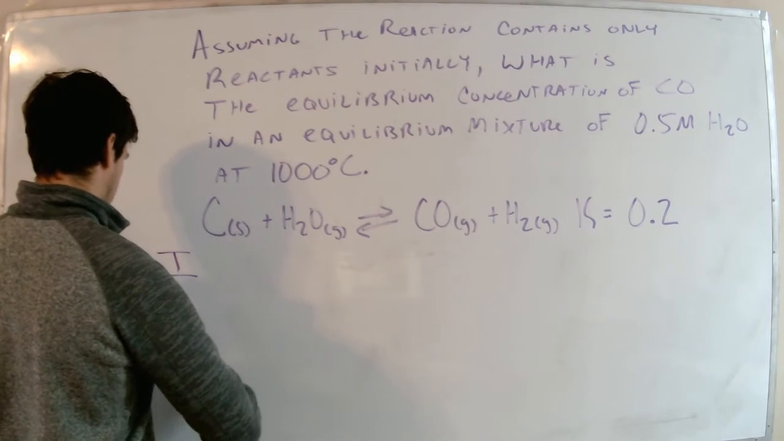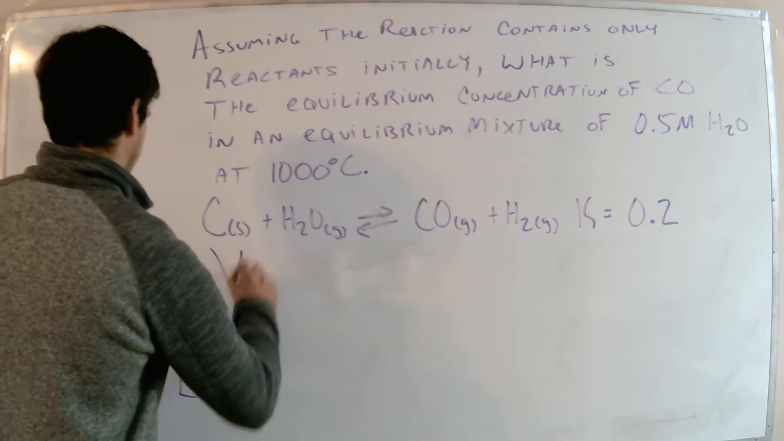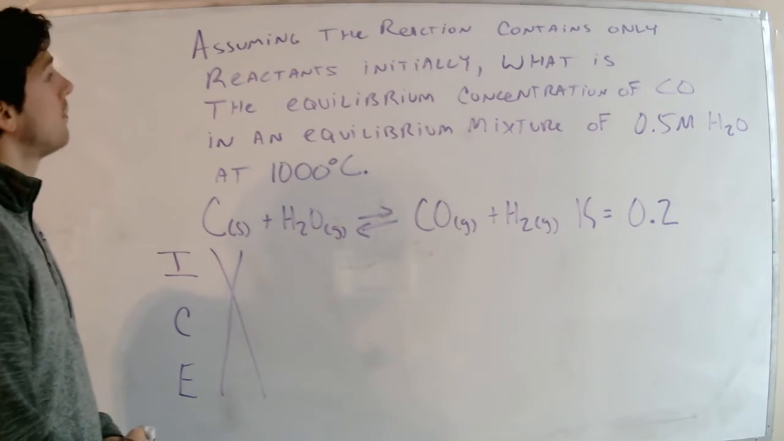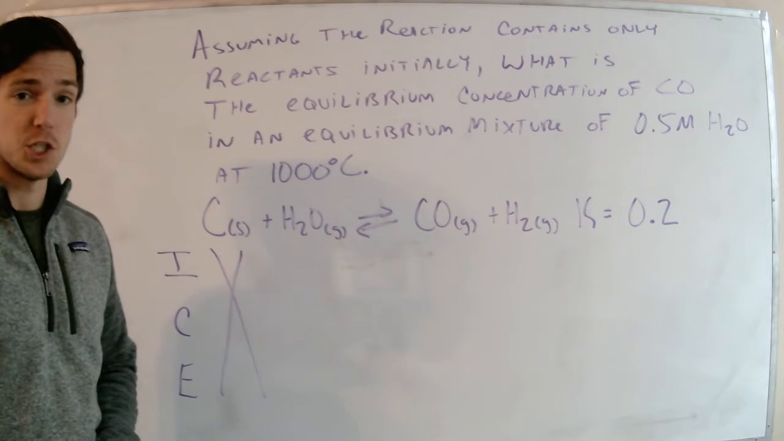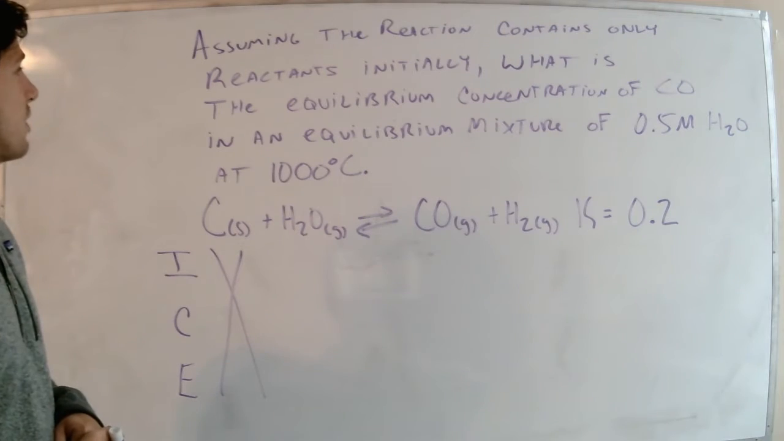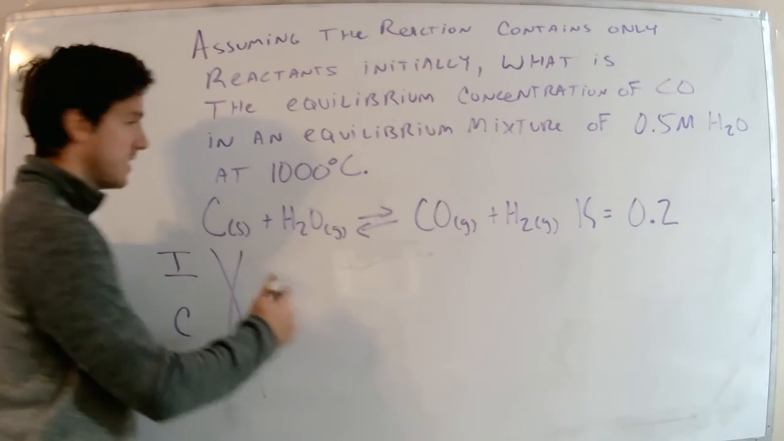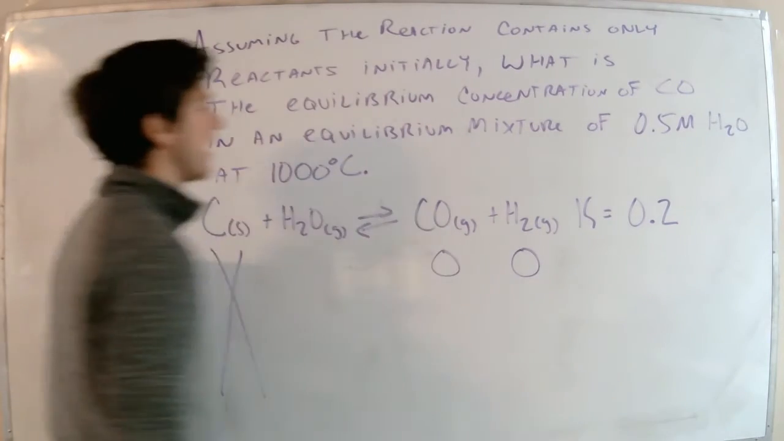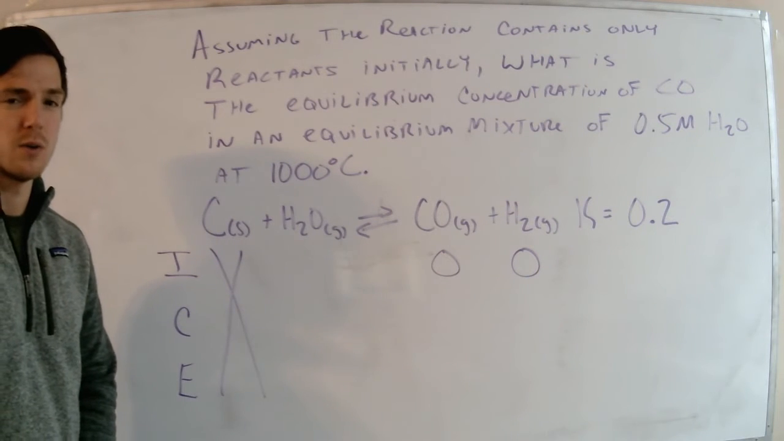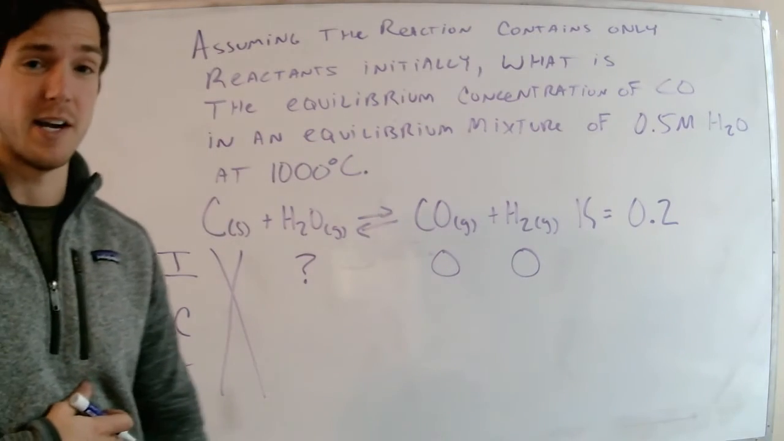So I'm going to set up an ICE table. And I know right off the bat, since this is solid carbon, I could just go ahead and forget that one because it's not going to affect it at all. Initially, it says, assuming the reaction contains only reactants initially. So we know that it only contains reactants initially, so we could put a 0 for these. Unfortunately, it doesn't really give us anything for H2O, so let's just put a question mark right there because we are not really sure if we could put anything there right now.